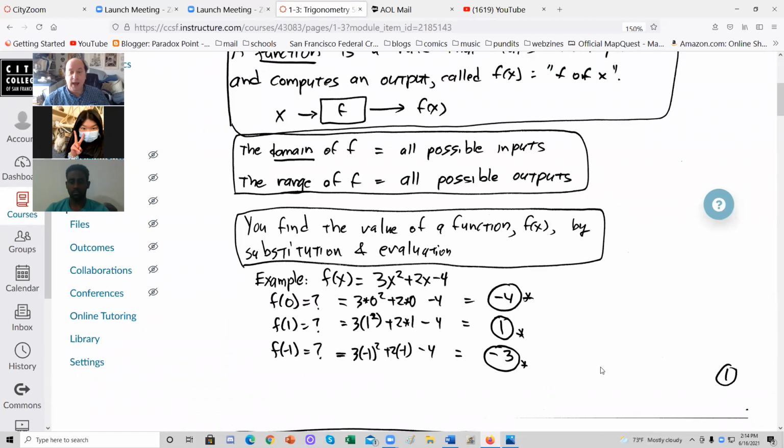You find the value by substitution and evaluation. So for example, if f of x equals 3x squared plus 2x minus 4, let's evaluate f at 0, 1, and negative 1. At 0, you plug in 0 for x: 3 times 0 squared plus twice 0 minus 4. After a bit of calculating, it comes out to negative 4. F at 1, you plug in 1.